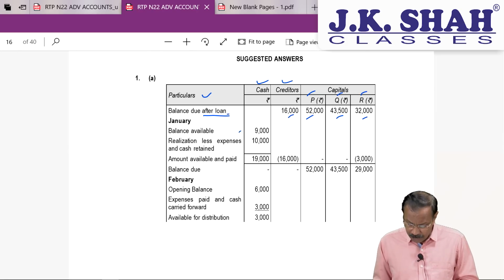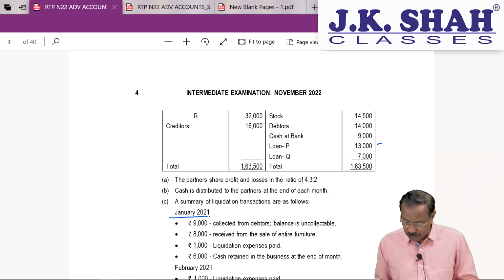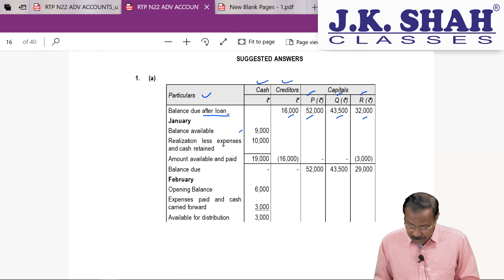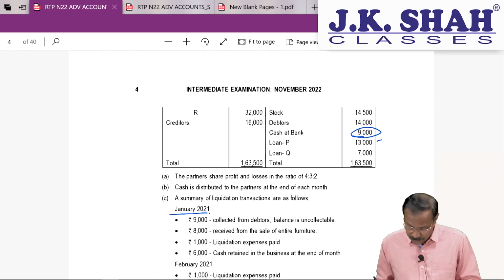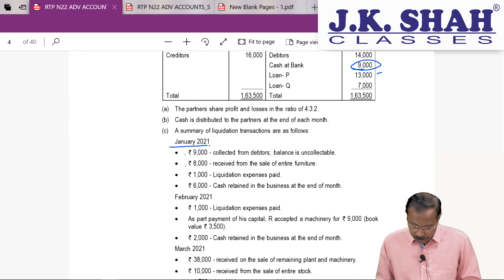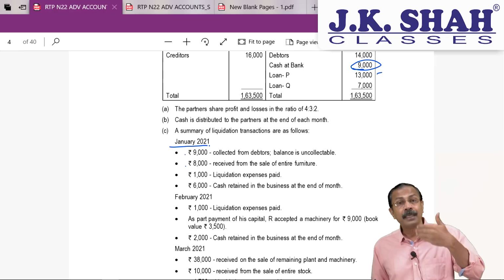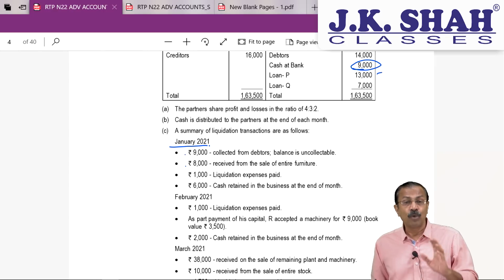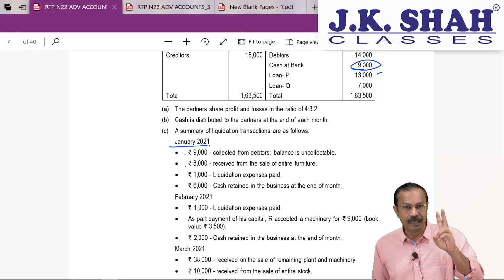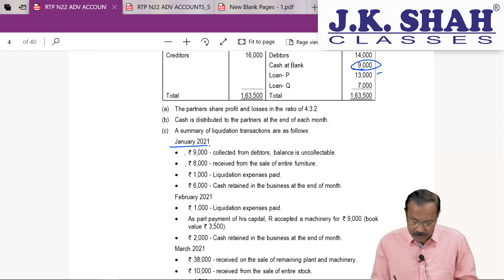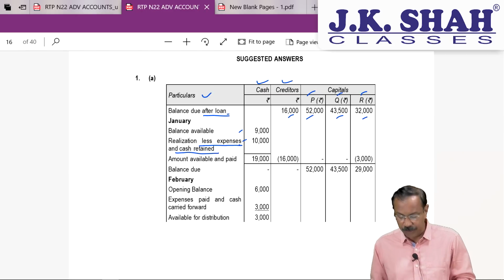Now balance available 9,000. From where do you get this? From the balance sheet. To this we add realization less expenses and cash retained. So how do you get this 10,000? It's simple. 9 plus 8, 17,000 minus expenses paid 1,000 minus cash retained carried forward 6,000. So what is the maximum cash that you can pay right now? 9 plus 8, 17 minus 1 minus 6, that is 10,000, which is considered over here.